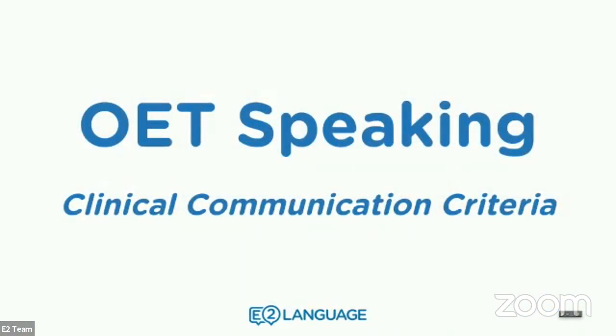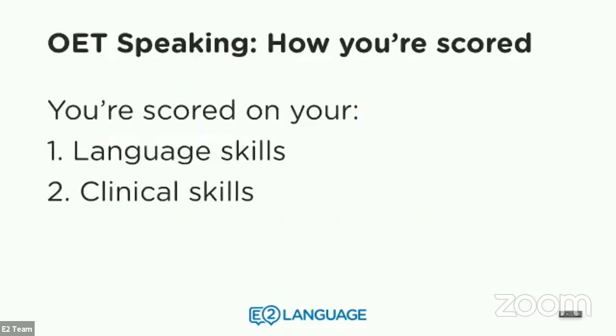Okay. What we're going to do in this live class is look at the new scoring system for OET speaking. There is a new way that the examiners are going to be examining you, listening to you, and more specifically, it's called clinical communication criteria. So let me explain this to you. With OET speaking, you're scored on two things broadly. You're scored on your language skills, of course, but you're also scored on your clinical skills. Let me just briefly describe the language skills, and then we're going to spend a lot of time looking at the clinical skills that you're scored on.